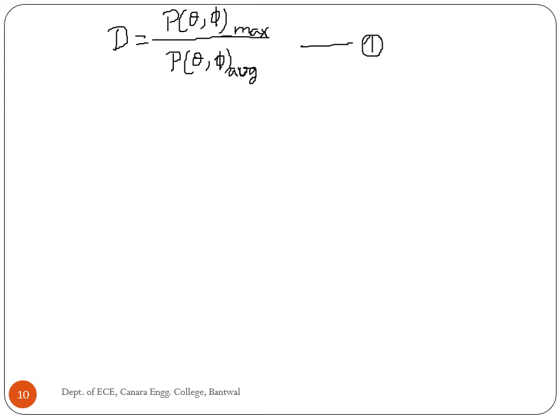Directivity is expressed by the expression: ratio of the maximum power density to its average value over a sphere. Consider equation 1. Directivity is always greater than or equal to 1 and it's a dimensionless value.